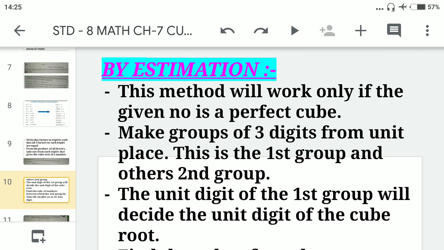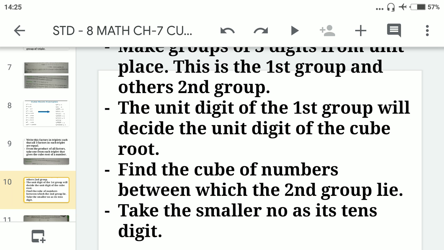Alright. Then the estimation method. In this method, what to do? This method will work only if the given number is a perfect cube. If it is a perfect cube, then we can apply this method. Make a group of 3 digits from the unit place. This is the first group and the second group. So from the unit place, you make a group of 3 digits and the rest will be the second group. The unit digit of the first group will decide the unit digit of the cube root.